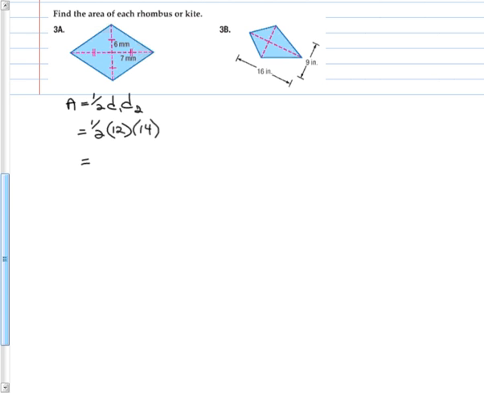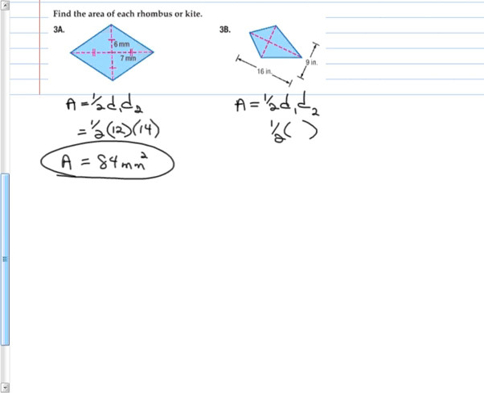84 millimeters square. Right over here, same formula. I know the area is 1/2 diagonal 1 times diagonal 2. So what is diagonal 1? 16 works for me. What's diagonal 2? 9. Again, it doesn't matter which is diagonal 1 or diagonal 2. Answer here? 72 inches square, the area of that one. Remember, we're talking about the whole diagonal, not just part of the diagonal.